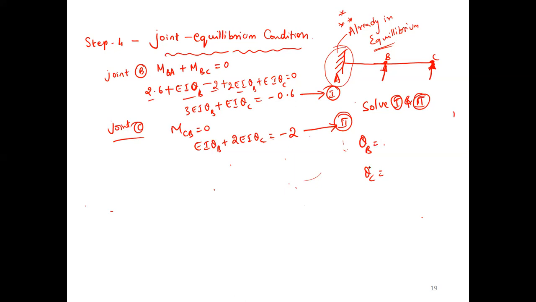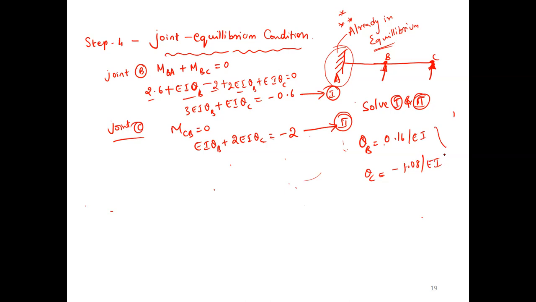What is the answer? Yes, what is the answer? Sir, 0.16. 0.16 divided by EI. Next, another one. Minus 1.08. Minus 1.08 divided by EI.